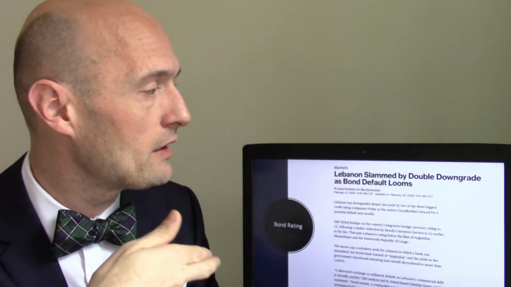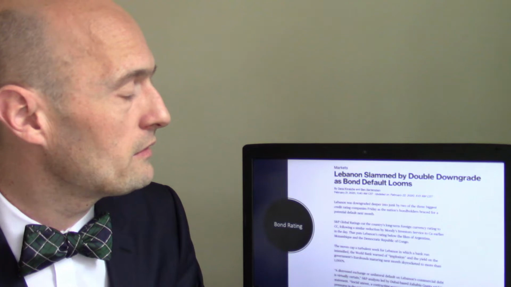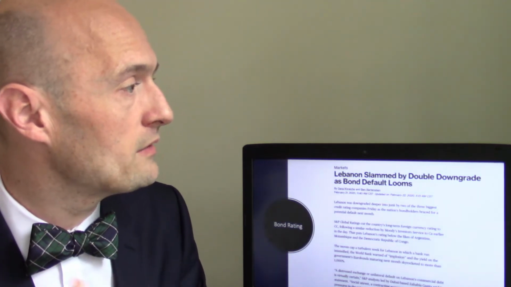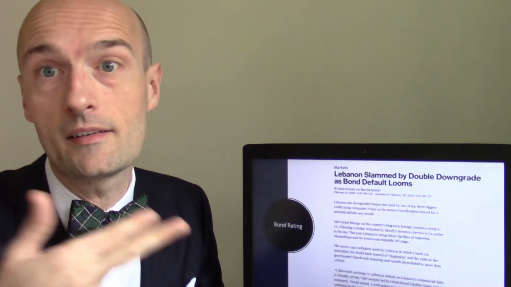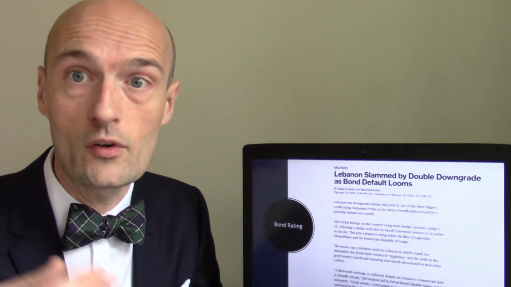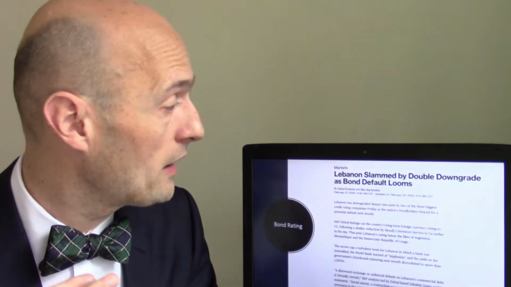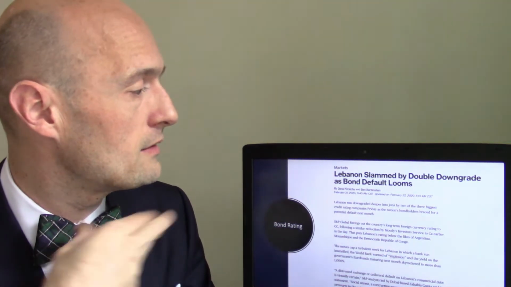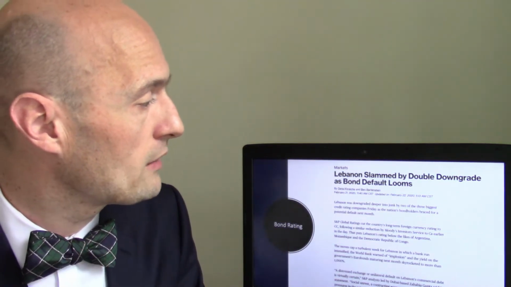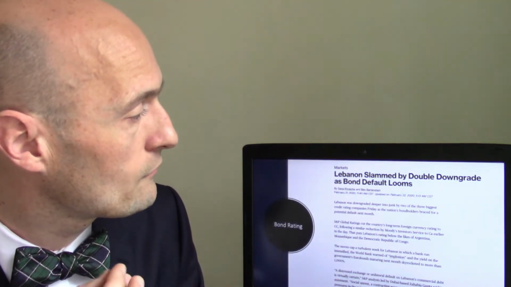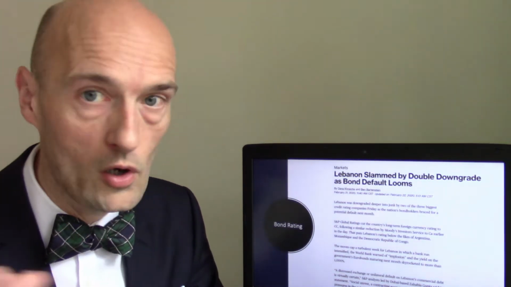And this one here is news from February 21st, 2020. Lebanon slammed by double downgrade as bond default looms. This is essentially something that happens every year. It's just usually a different country. I think last year South Africa was my example. Lebanon was downgraded deeper into junk by 2 of the 3 biggest credit rating agencies on Friday, as the nation's bondholders braced for a potential default next month.